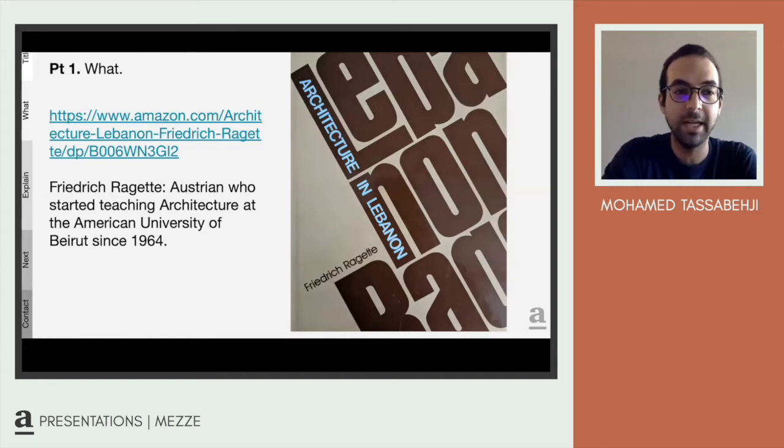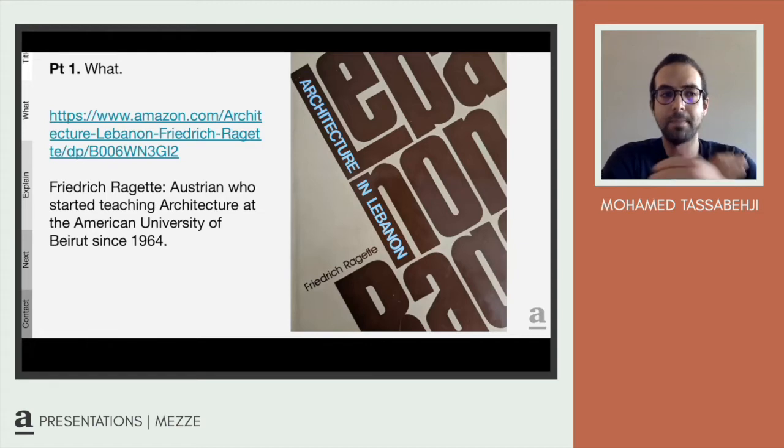So the book was written by a gentleman called Friedrich Ragette. He was an Austrian architect, and he taught architecture at AUB, the American University of Beirut. So he taught at AUB since 1964. The book was published in 1974, so it is dated. But the nice thing about it is they basically chronicle and capture a lot of Lebanese architecture back in the day that we've lost since then.